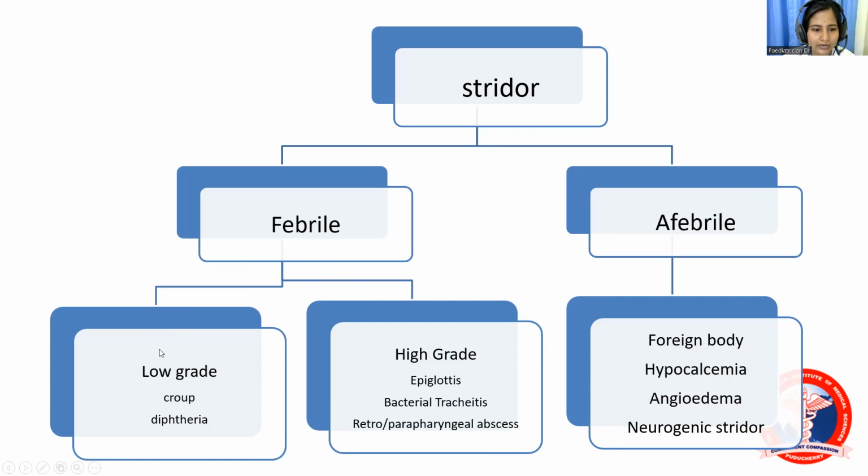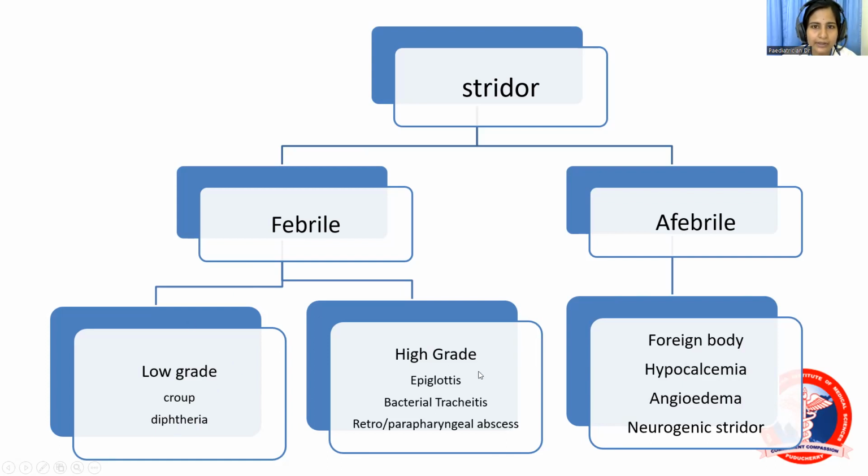So what are the causes of low grade fever which lead to stridor? One is what we are discussing right now, that is acute laryngotracheobronchitis, croup. Another one is diphtheria. Croup is always caused by viral infection, as I already told you. The viral infection will always be less toxic compared to the bacteria, so it is always a low grade fever.